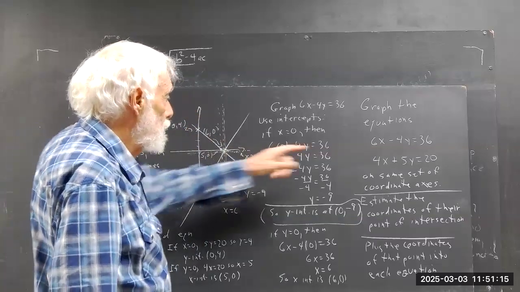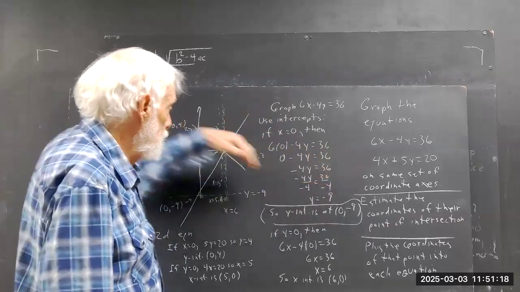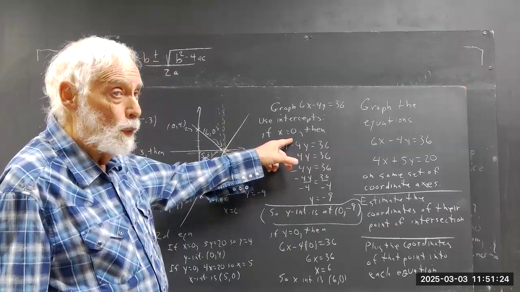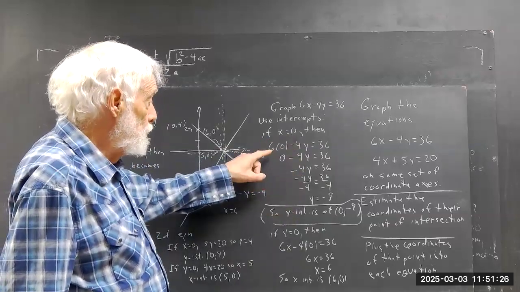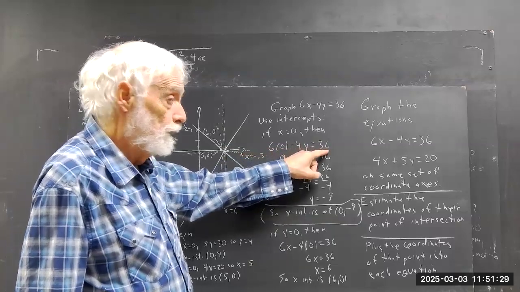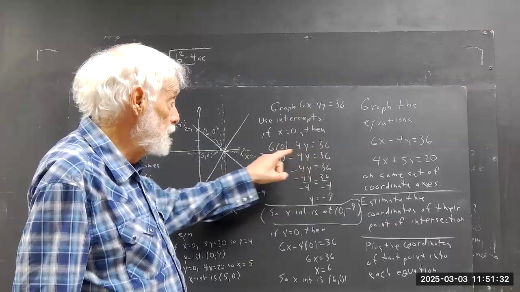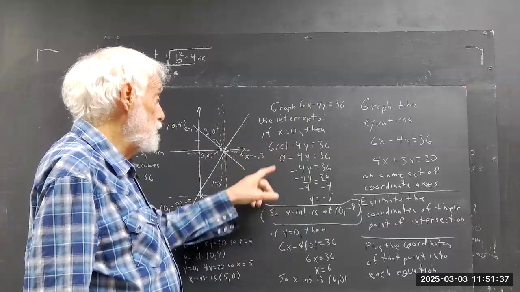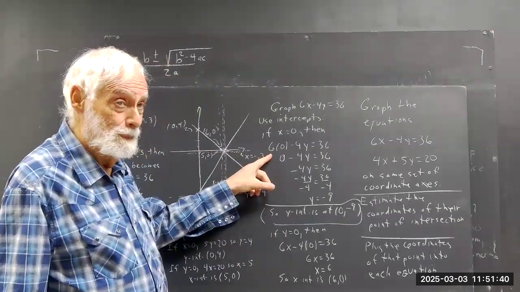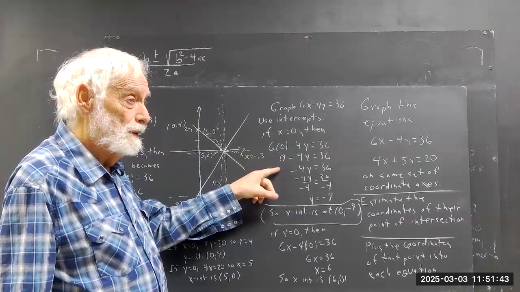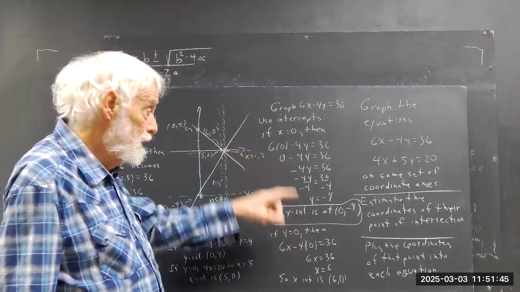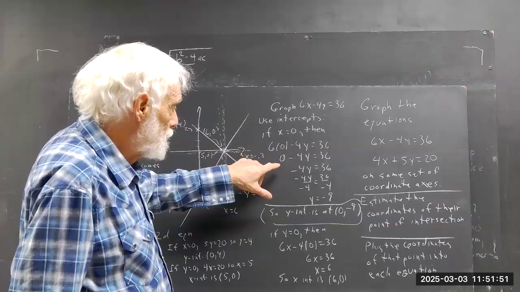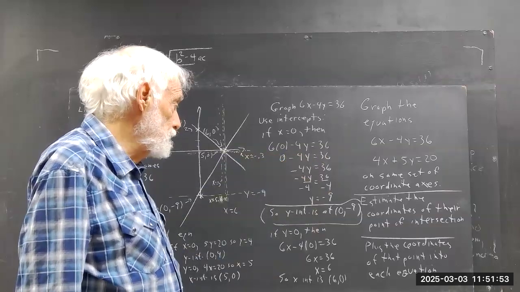We're going to get a graph for this first line, and we're going to get a graph for the second line by the intercepts. Okay, if we let x equal 0, we're going to find the y-intercept. If x equals 0, we have 6 times 0 minus 4y equals 36, just replacing this x by 0. Now, a couple of people tried to subtract 6 from 6 times 0. Well, 6 times 0 is 0. You don't have to subtract 6 from that. It's just 0, making the left-hand side 0 minus 4y equals 36.